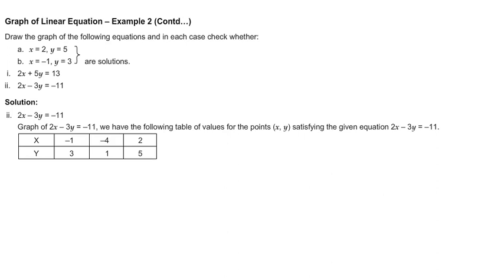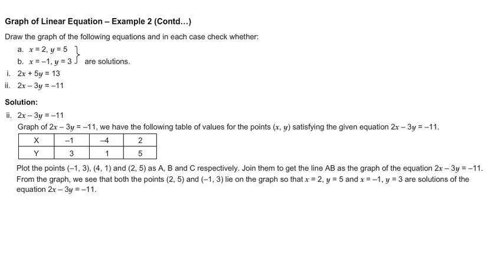Now the second equation given to us is 2x minus 3y equal to -11. So let's tabulate the values for 2x minus 3y equal to -11. So when we take the value of x as -1 and put in 2x minus 3y equal to -11, we get the value of y as 3. When we put x equal to -4 in 2x minus 3y equal to -11, we get the value of y as 1. Similarly, when we put the value of x as 2, we get the value of y as 5. So we get 3 points, that is (-1, 3), (-4, 1) and (2, 5). We call them points A, B and C respectively.